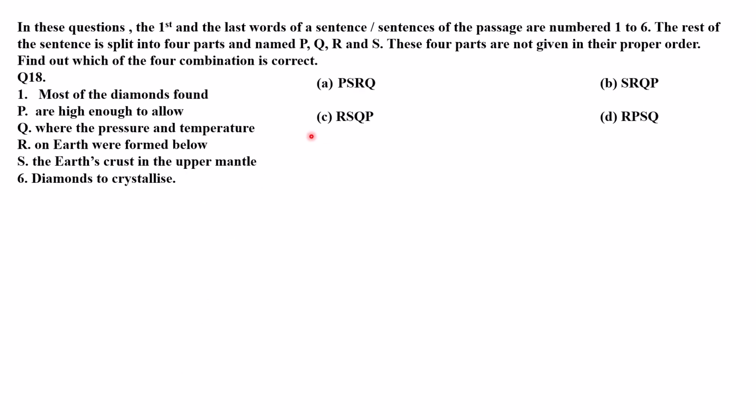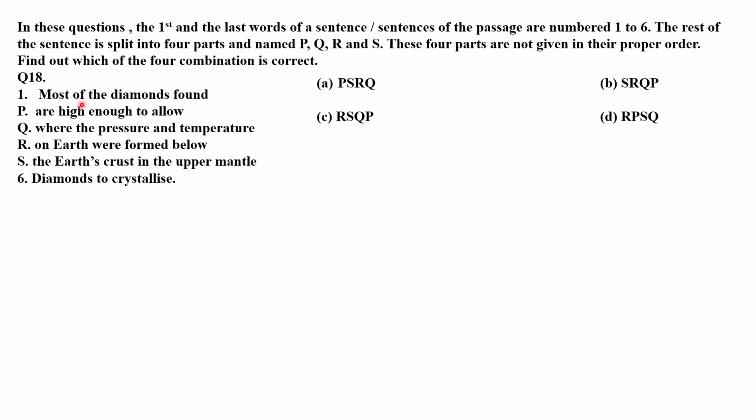Here there are questions which are based on jumbled sentences. Okay, and you have to arrange it such that it will give you some meaning. So in these questions, the first and the last sentence of the passage are numbered 1 to 6. So here is the first, this is the sixth, and in between there are four sentences. The rest of the sentence is split into four parts and named P, Q, R, and S. These four parts are not given in their proper order. Find out which of the four combinations is correct.